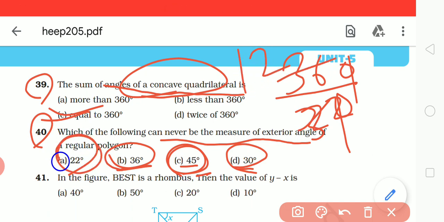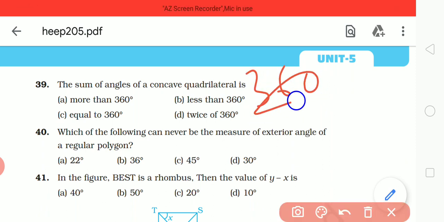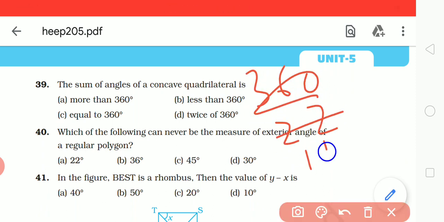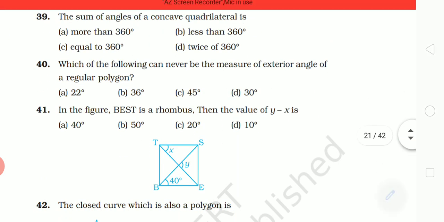But 22 is the number. When you divide 360 by 22, 2 ones are 2, 2 ones are 2, 2 8s are 16 and 0. 180 by 11, it is not a natural number. So 22 cannot be an exterior angle of any regular polygon.